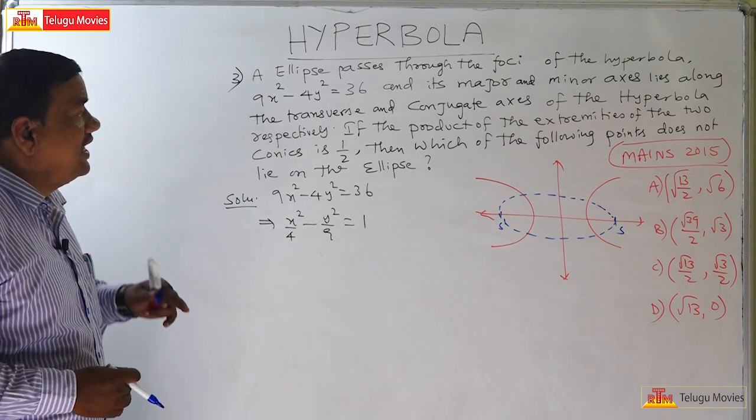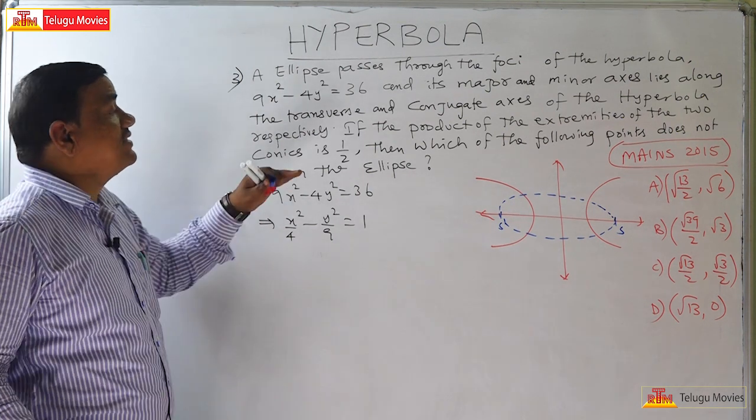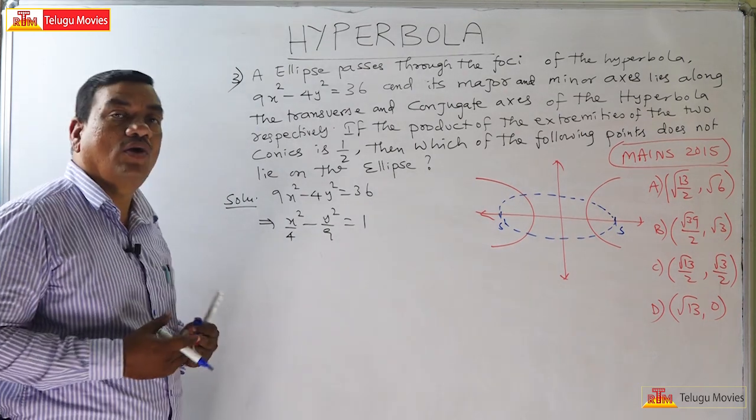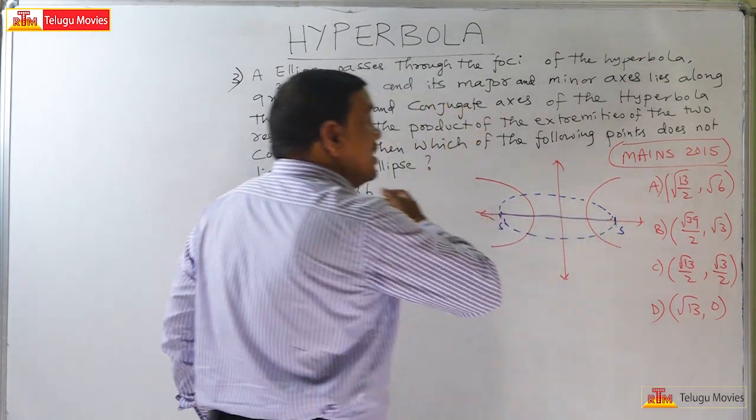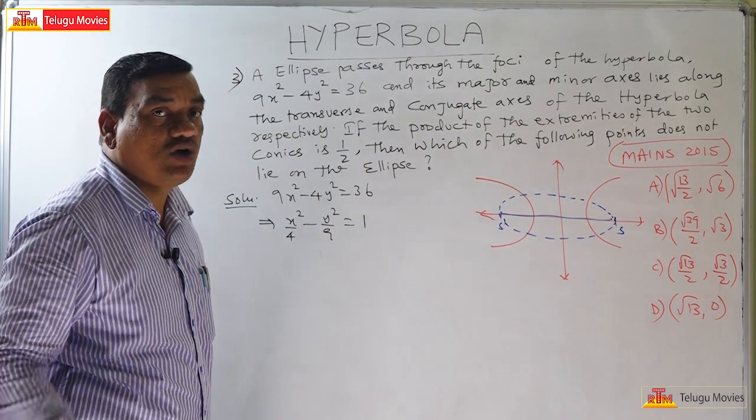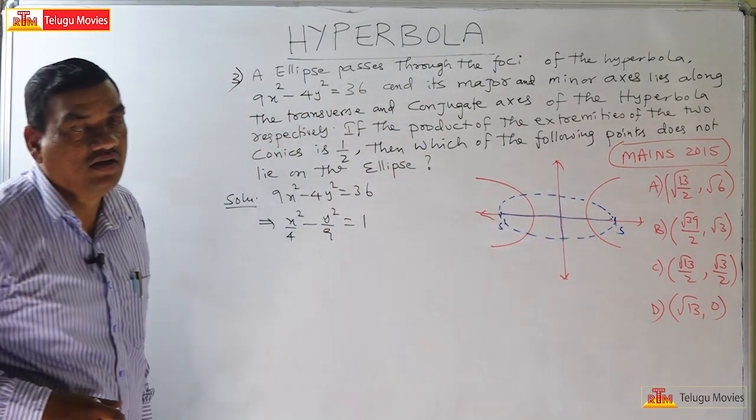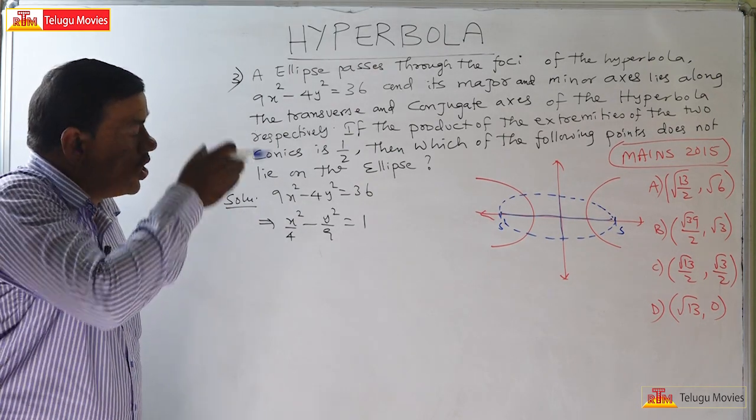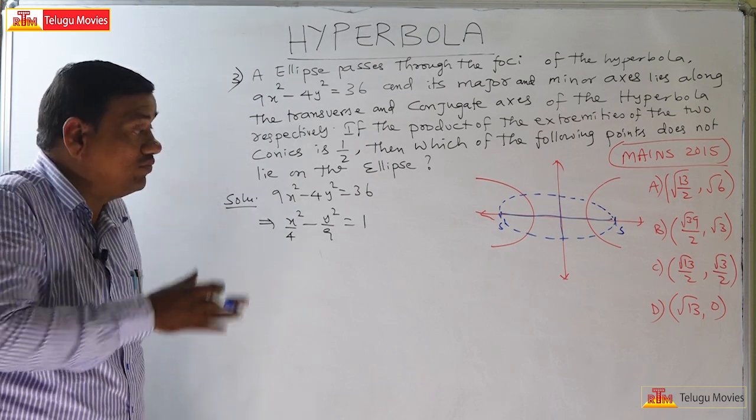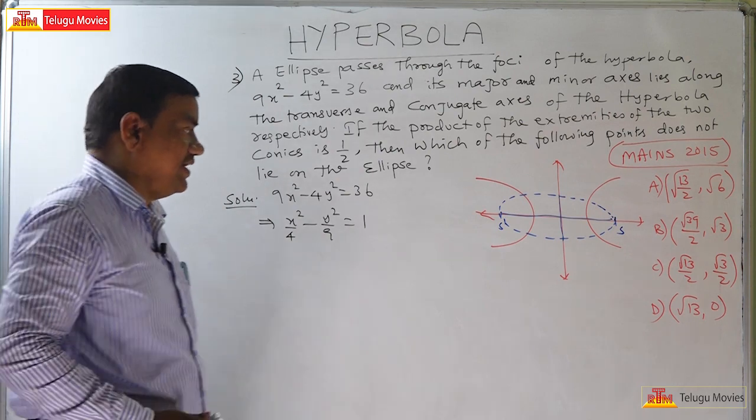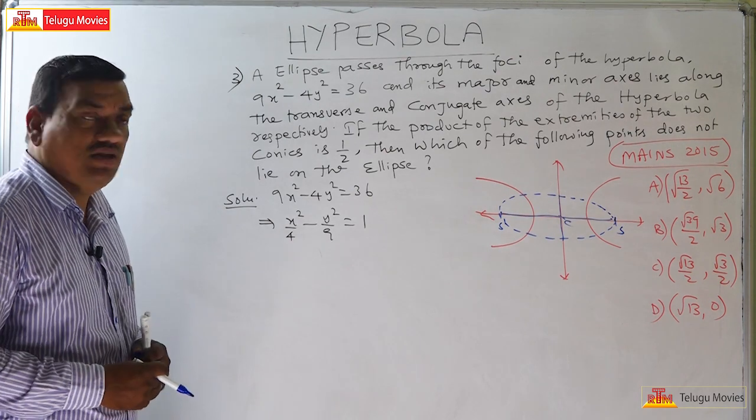The ellipse's major and minor axis lie along the transverse and the conjugate axis of the hyperbola respectively. So the major axis of the ellipse is along the transverse axis of the hyperbola, and the minor axis of the ellipse is along the conjugate axis of the hyperbola. That means both have the same center.